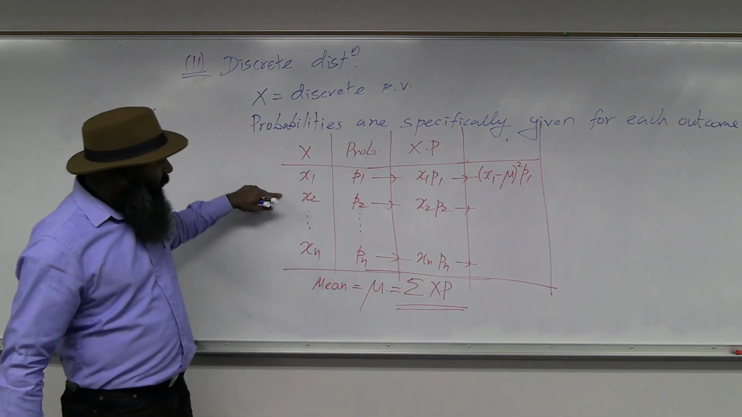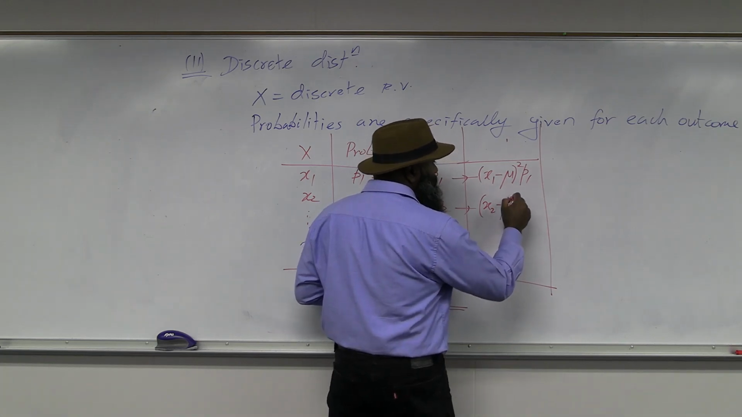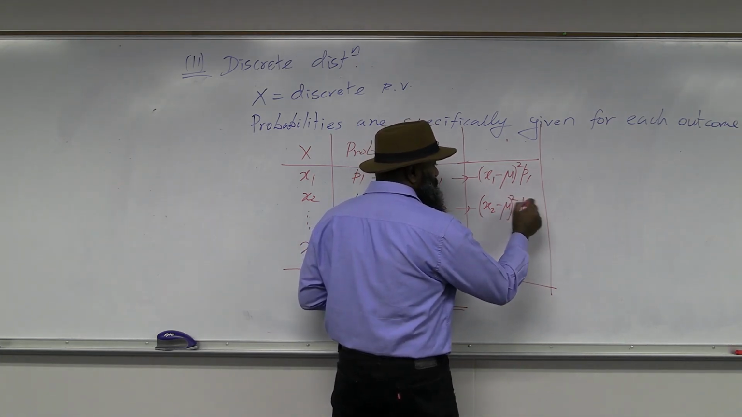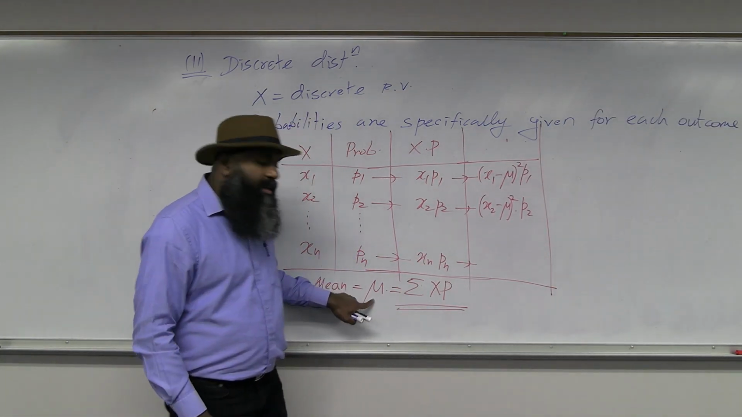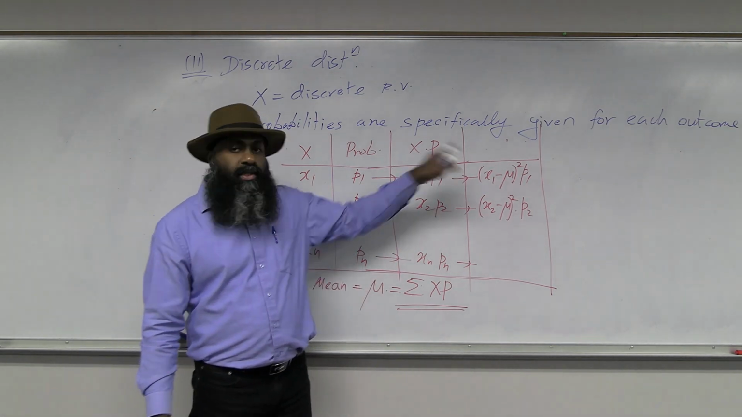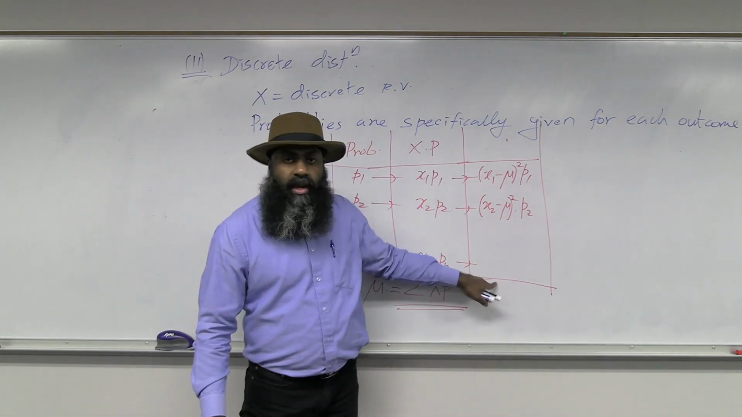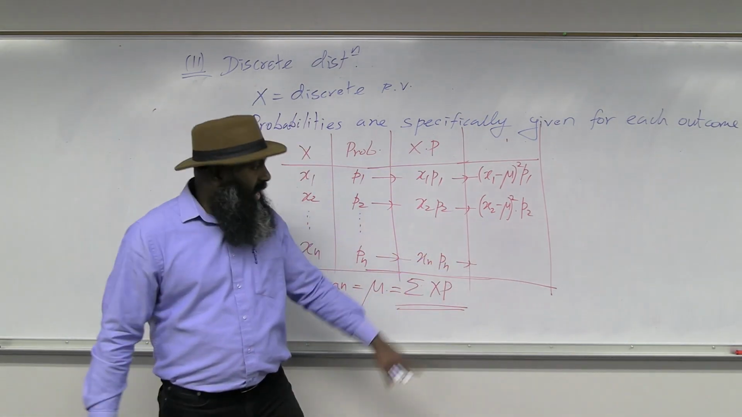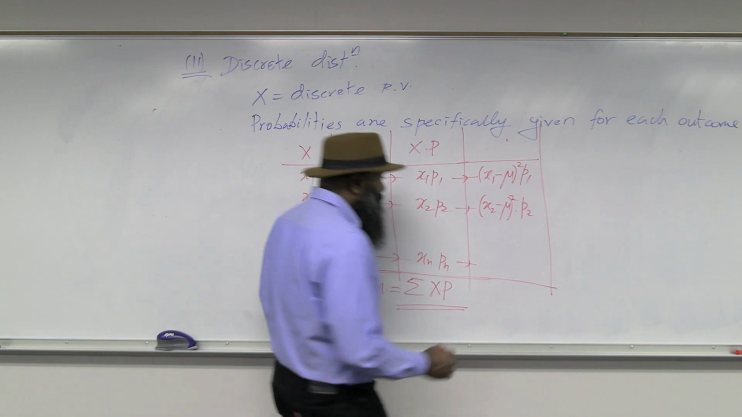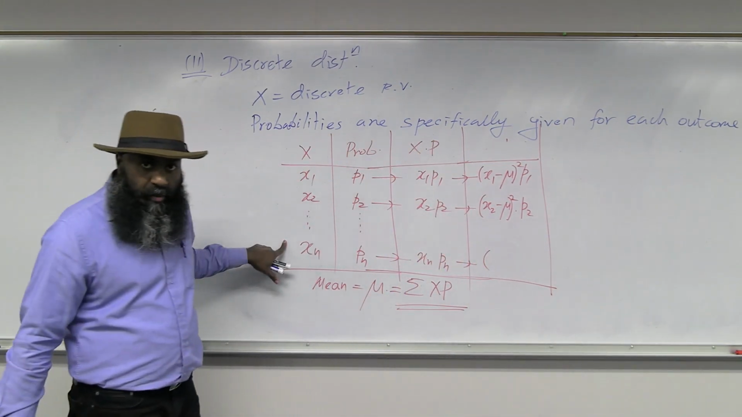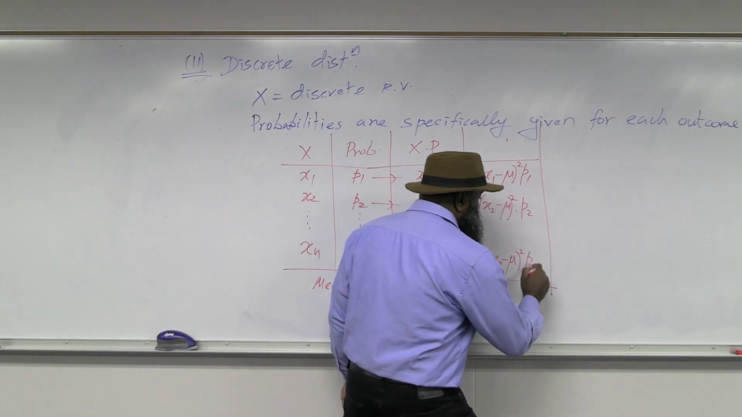And we have to do the same thing for the second observation. X2 minus mu, and then squared, times p2. Likewise, each x minus the calculated mean in the previous step, that squared times its corresponding probability. You will need a new column like that. Don't worry, this can be easily done using your TI-84 calculator. And then I will also write down the final data point, which is xn minus mu, everything squared, times pn.